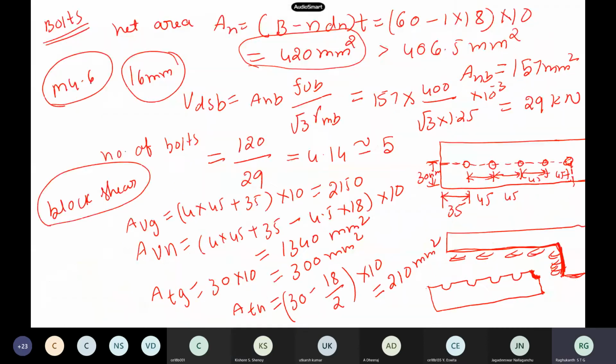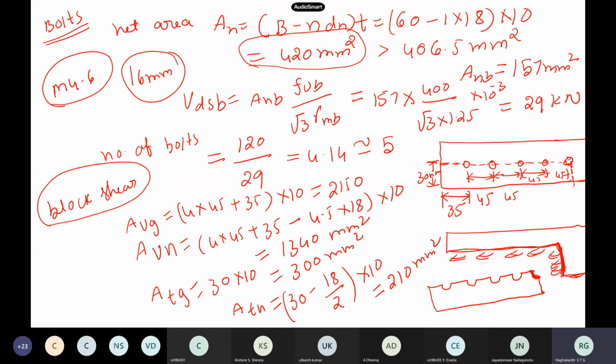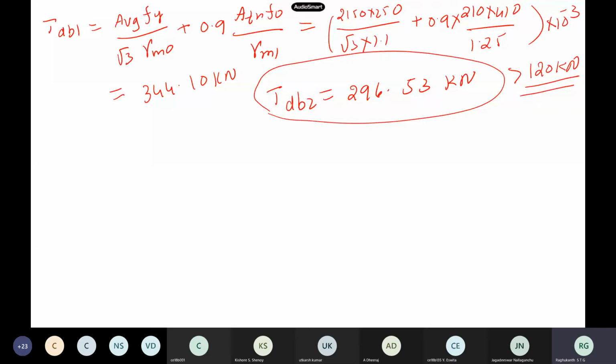So what is your comment? It is strong. So there is no failure by block shear itself. You can even compare. Block shear strength is 296. Net area strength also you can compute. How much is the net area? This one also is very, very strong. And now what is another step you have to do? So now all three modes of failure have been satisfied.